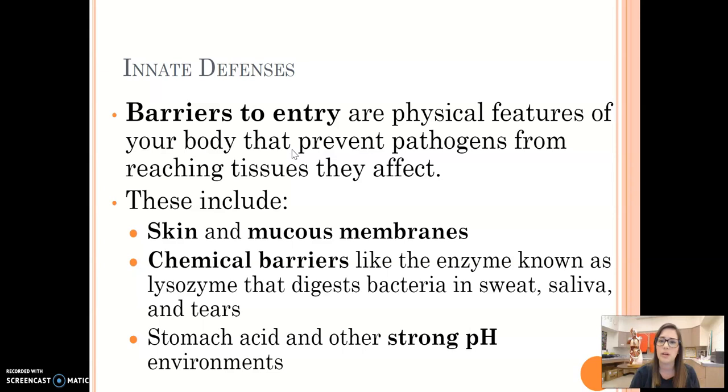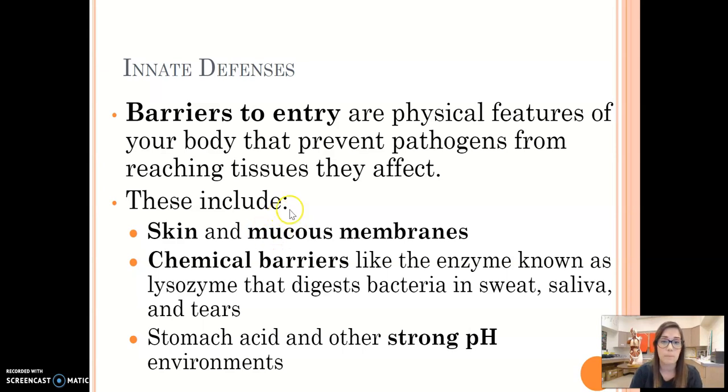So these are mostly barriers to entry. Some sort of physical feature of your body that prevents the pathogens from getting in. Obviously your skin is a barrier that keeps pathogens outside of your body. Your mucous membranes in your mouth and in your nose. Chemical barriers, for example, there's an enzyme called lysozyme in your saliva that digests bacteria. And your stomach contains hydrochloric acid, which also acts as a barrier for pathogens to keep them out of your digestive system.